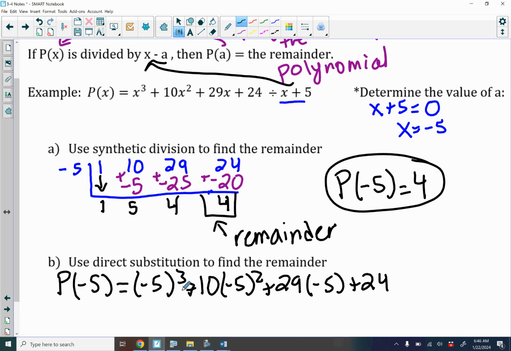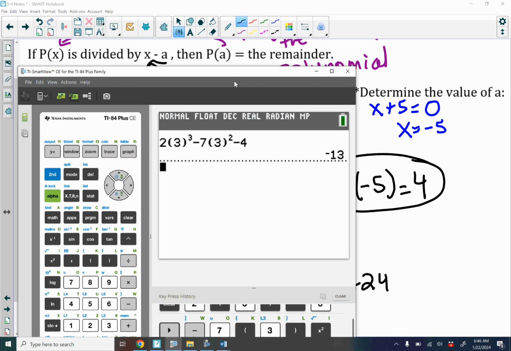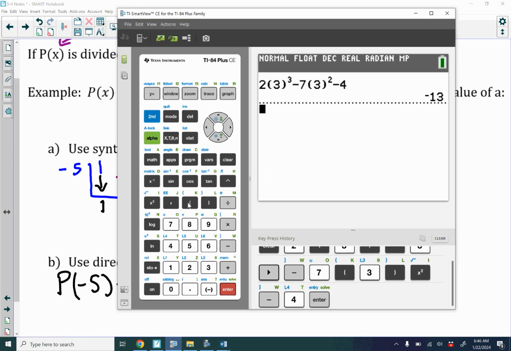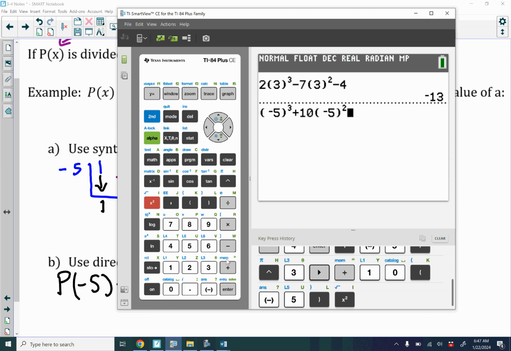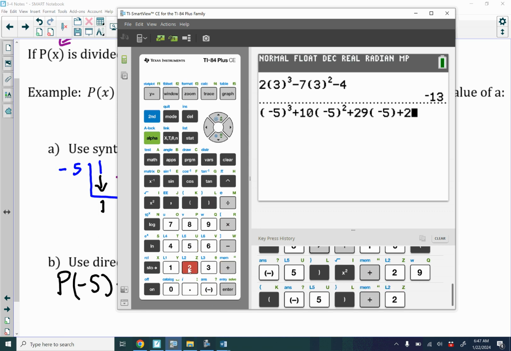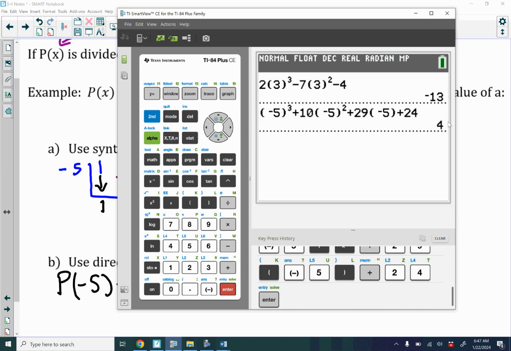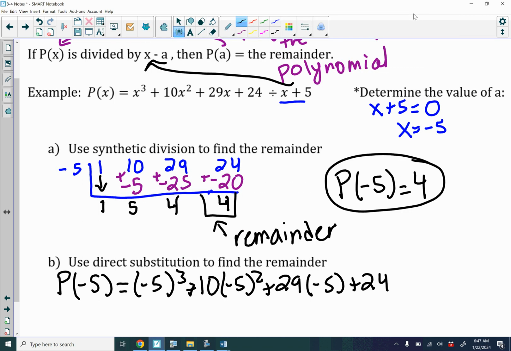So let's plug this into our calculator here. I use my parentheses, negative 5, and remember, use the caret key for the cubed. Then plus 10. And then negative 5 squared. Then plus 29. Parentheses, negative 5, and then plus 24. So we should get 4 as our answer.